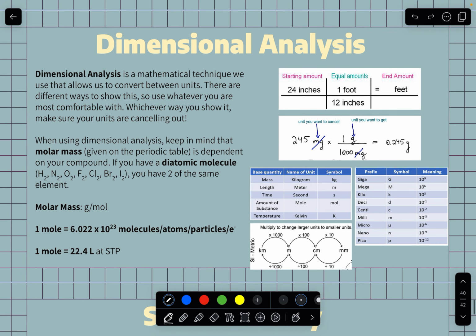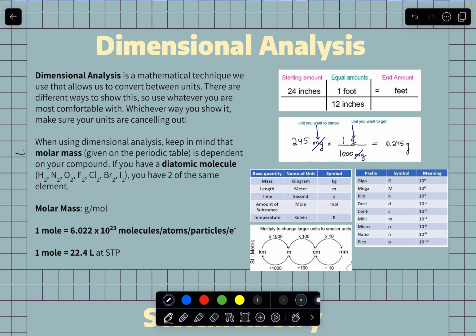And remember, with dimensional analysis, our molar mass is dependent on the compound. So if you're ever going between grams and moles, you need the molar mass. That's from the periodic table. If you have a diatomic molecule, remember, those are any that have two of the same element: H2, N2, O2, F2, Cl2, Br2, and I2. If you have two, you add up the mass 2 times. So oxygen has a mass of 16, but if we have O2, it's actually going to have a mass of 32, not 16. Be careful with that.